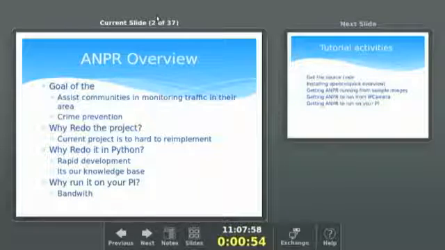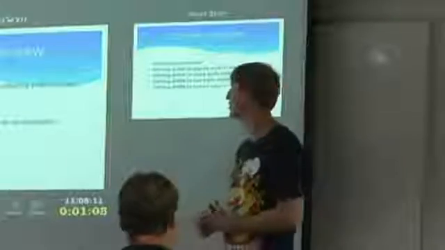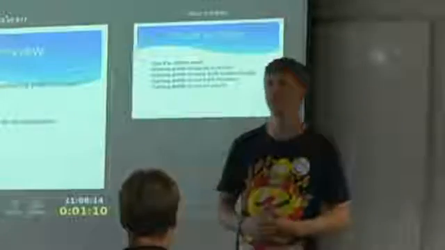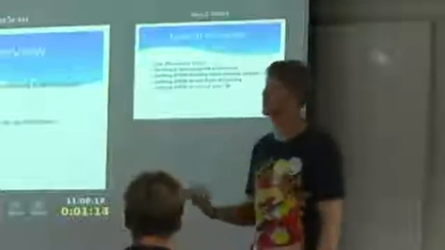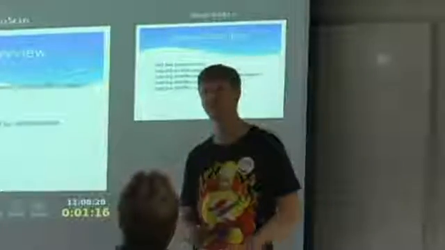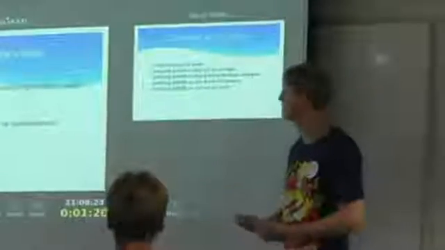Okay, so what I'm going to show you guys is a tutorial about the ANPR. It's an automatic number plate recognition system, which was coded by Quibus here for communities. The idea behind it was basically to assist communities in monitoring the traffic that comes in and out of their community areas, to assist them with criminal activity and stuff like that.